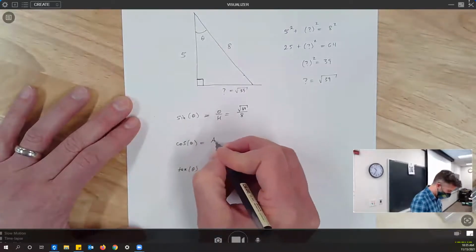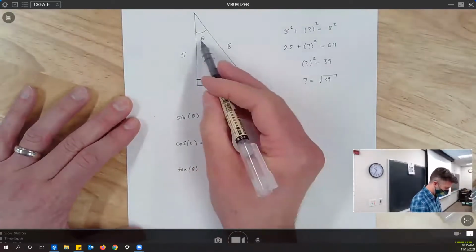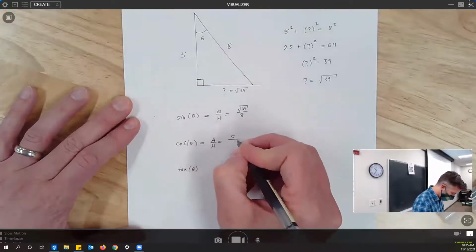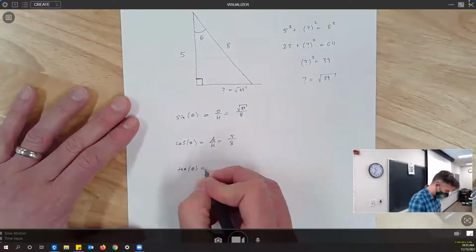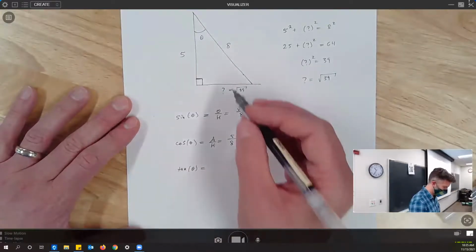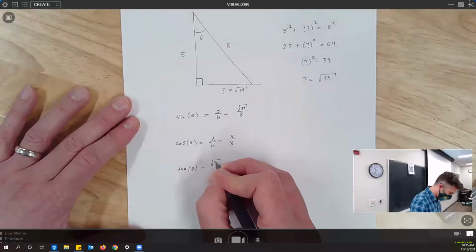Cosine is adjacent over hypotenuse. It's going to be the adjacent side, which is 5 over 8. And thirdly, tangent of theta is the opposite over adjacent, which is going to be the square root of 39 over 5.